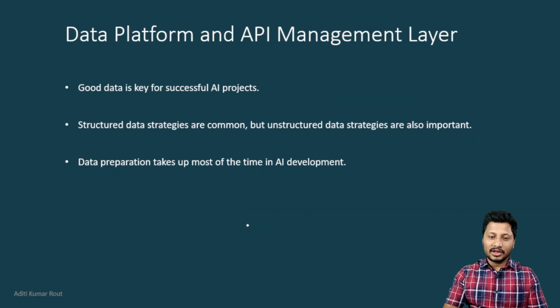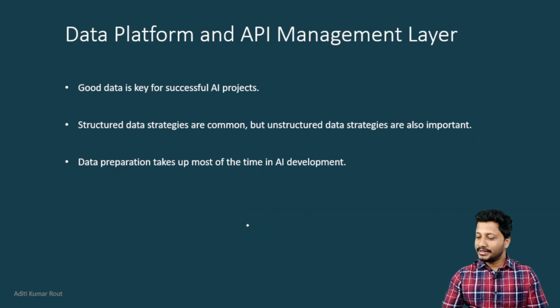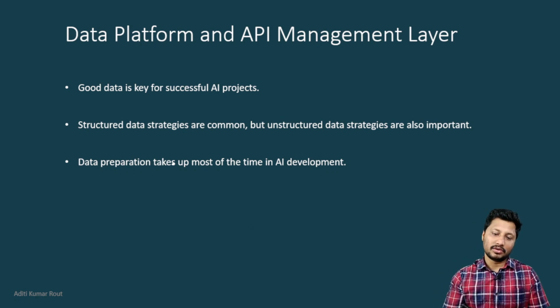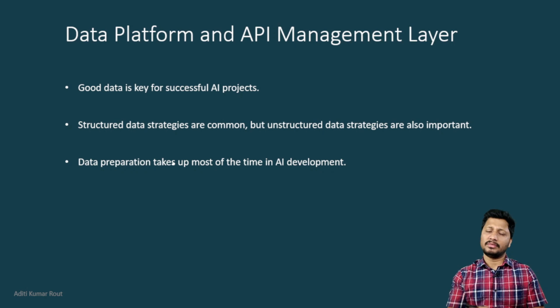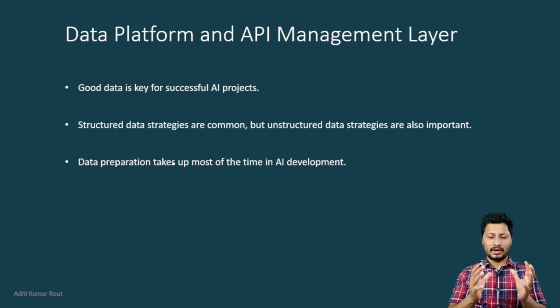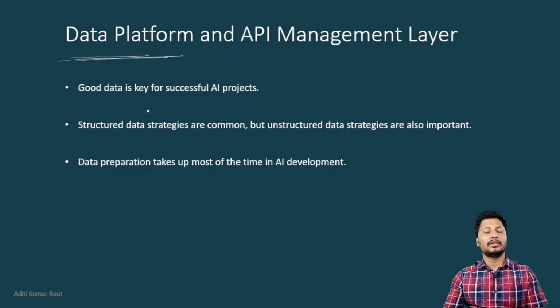Then the second layer is the data platform and API management layer. Here it is specific to data collection, data pre-processing, data transformation, or data engineering, where from unstructured raw data you make it workable and suitable for your model building or further processes. This is the data platform, one layer where you deal with all the data preparation and data collection.